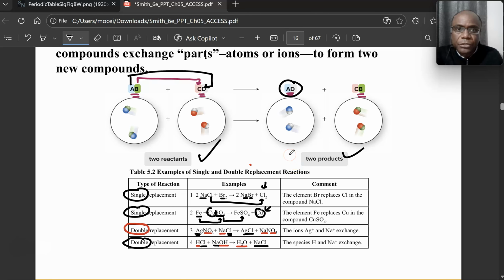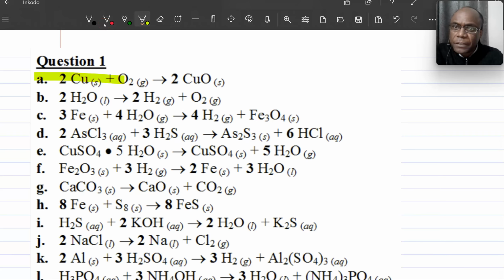Let me show you more examples. Let's look at the first part. I have copper reacting with oxygen to give me one product. Since one product is formed, this is the type of reaction where we say A plus B gives us AB. This is combination. The first one is a combination reaction.